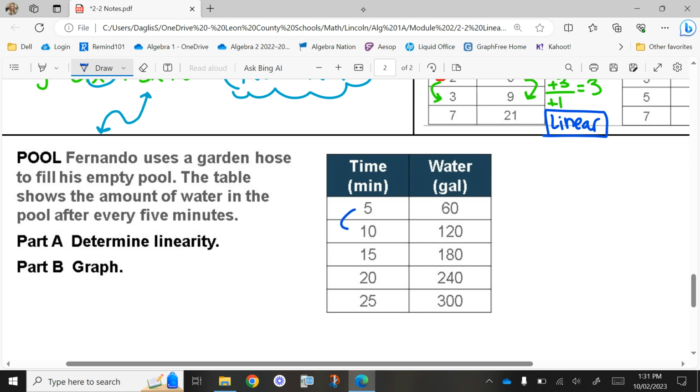Okay, so we're going up 5, up 5, up 5, up 5. And over here it's going up what? Up 60 every single time. Good. So that proves, yes, it's linear. We had a constant rate of change. It was the same thing each time. All right, now it wants me to graph it.